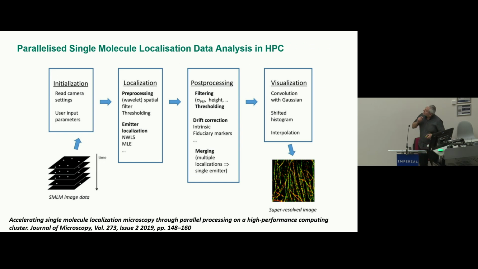Back in 2019, there was a computer desktop application based on ImageJ Fiji that you use with plugins. We spent almost a week analyzing a single image. Then we decided to accelerate this in a high-performance computer environment facility. Then you get your raw data here.